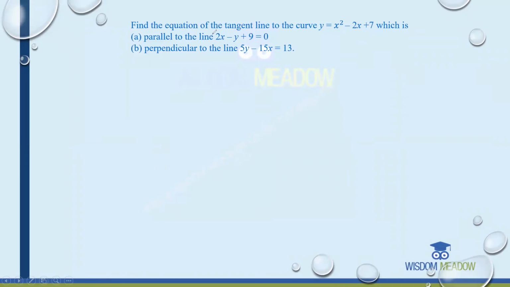Find the equation of the tangent line to the curve y is equal to x square minus 2x plus 7, which is parallel to the line 2x minus y plus 9 equal to 0. Let me solve for the a part first.